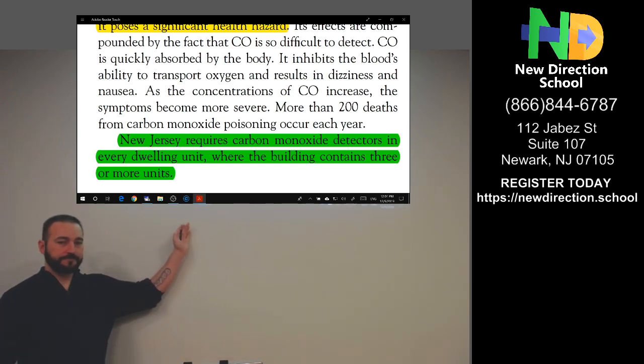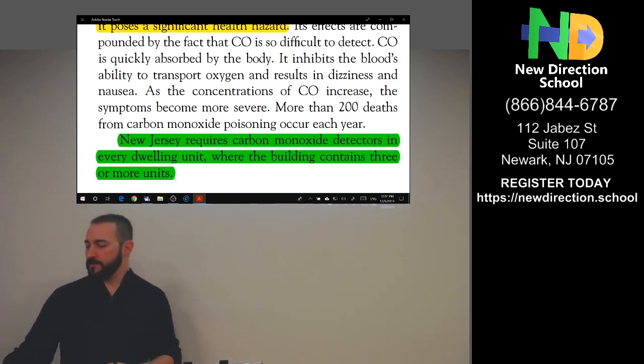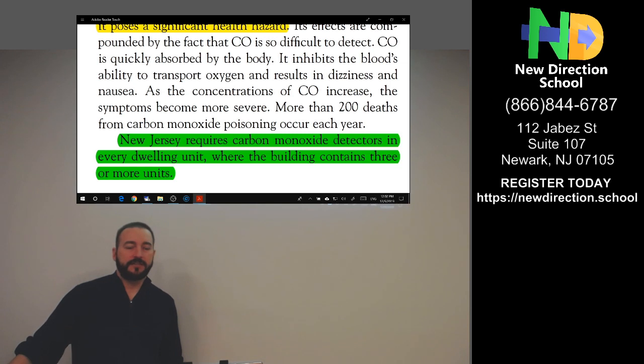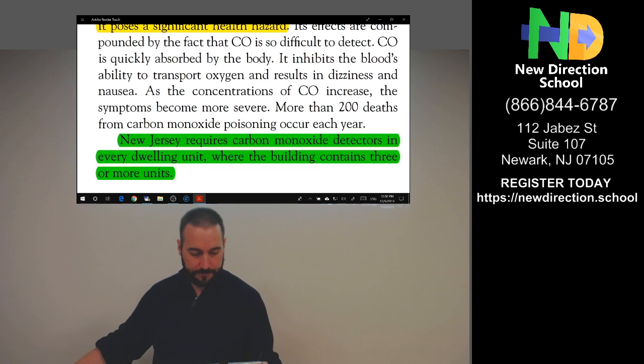Now right here, New Jersey requires carbon monoxide detectors in every dwelling unit where the building contains 3 or more units. New Jersey requires carbon monoxide detectors in every dwelling unit where the building contains 3 or more units. Okay?